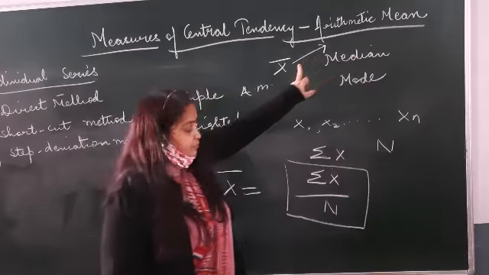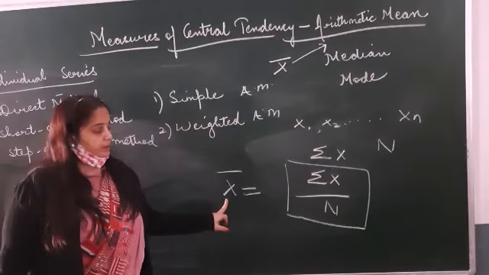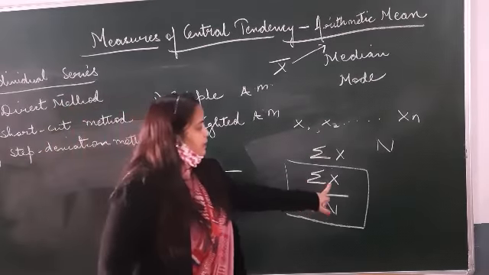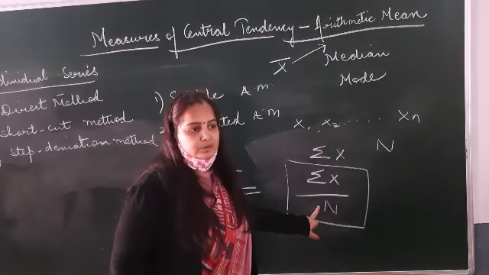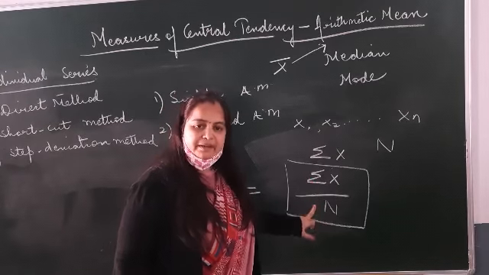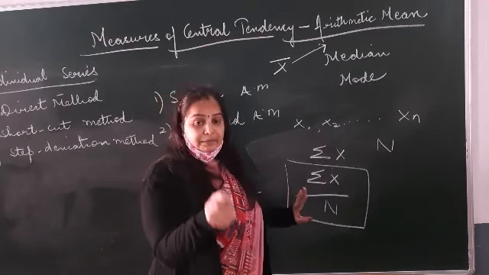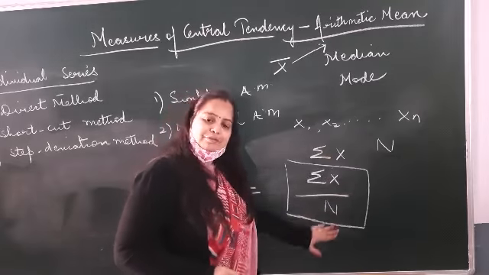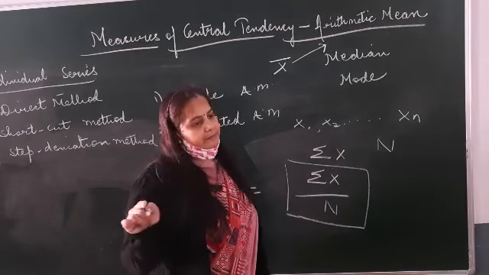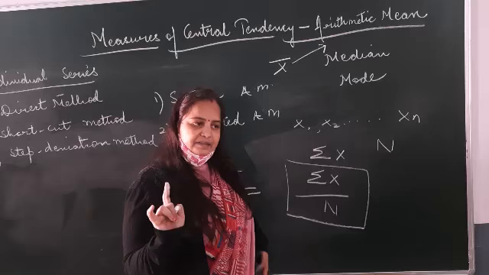Arithmetic mean. Arithmetic mean का symbol क्या है? X bar. And what is the formula? Sigma x upon n, number of items. This will be given to you in the question. You only have to write down this formula, and the notes which I will be sending you in your PDF, in that everything is written over there. So you have to copy down as it is in your notebooks, in your statistics notebook.